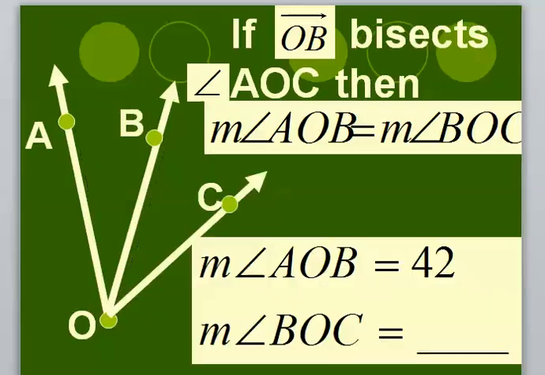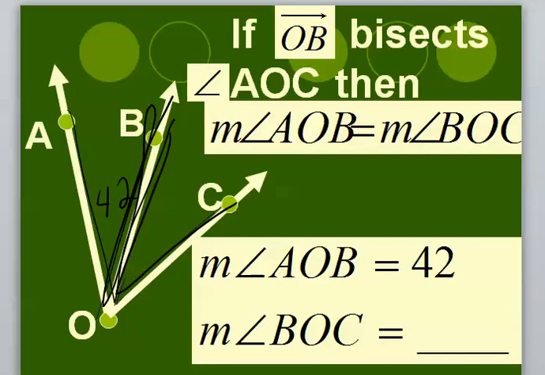Let's do some examples with this. Again, same picture. OB is bisecting angle AOC. We know the two angle measures are equal. This one tells us at the bottom that the measure of angle AOB, the one on the left, is 42. Then it's asking for the measure, how many degrees is angle BOC? Well, if this is the bisector in the center, then these two angles should be congruent and have the same measure, so they're both 42.